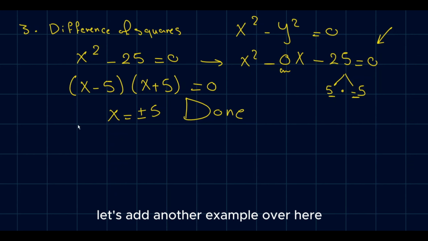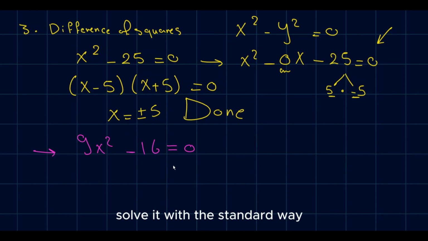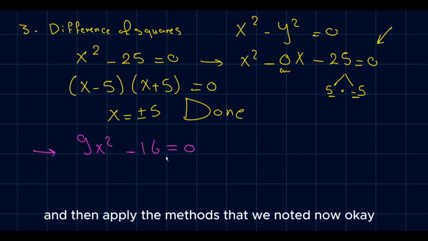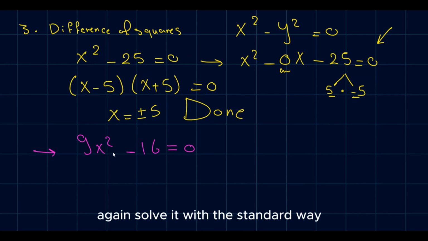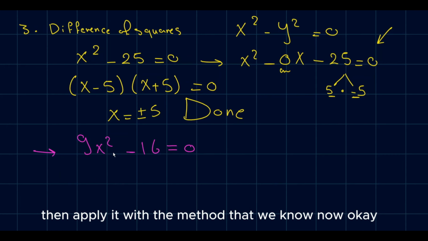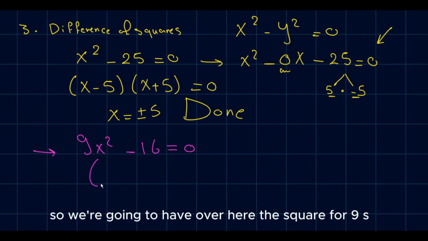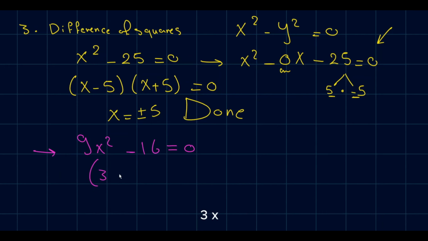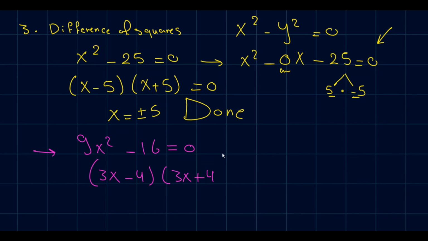Let's add another example over here. 9x squared minus 16 is equal to 0. Again, solve it with the standard way, then apply the methods that we know now, okay? But I'm gonna solve it with the method that I just showed. So over here the square root of 9x squared is 3x, okay? So we have 3x minus 4 and 3x plus 4, okay?